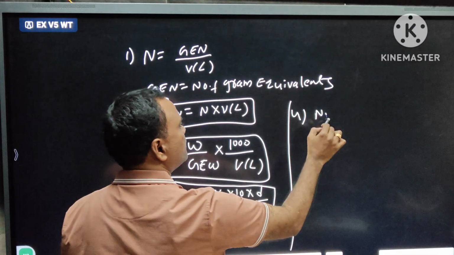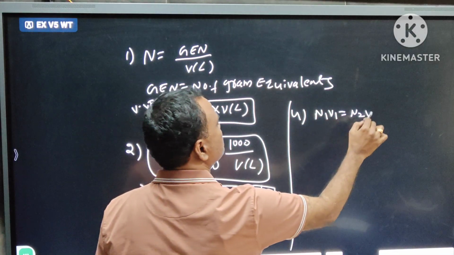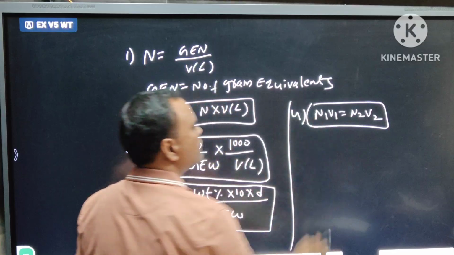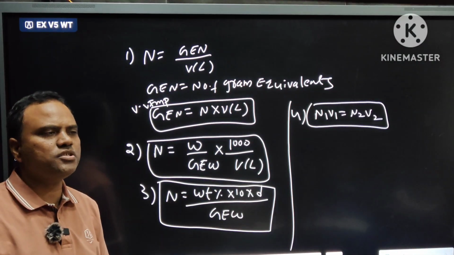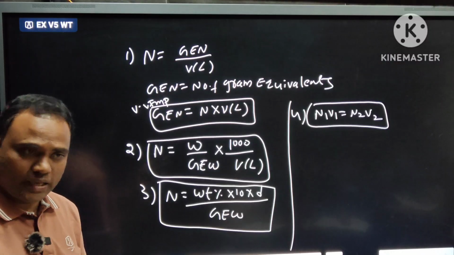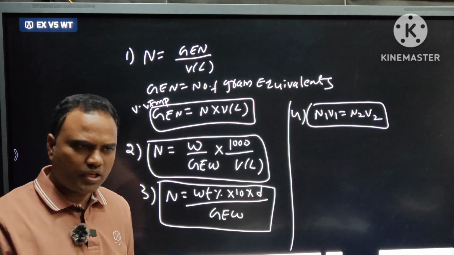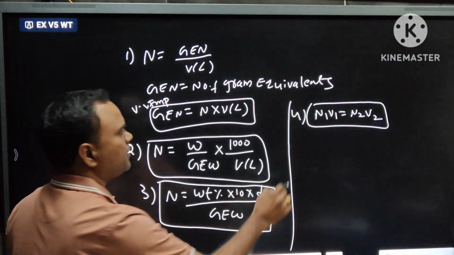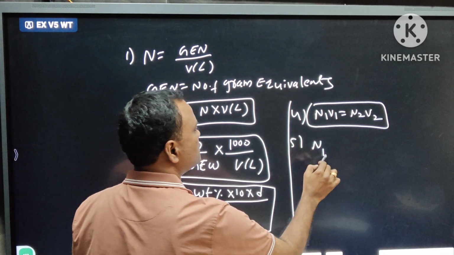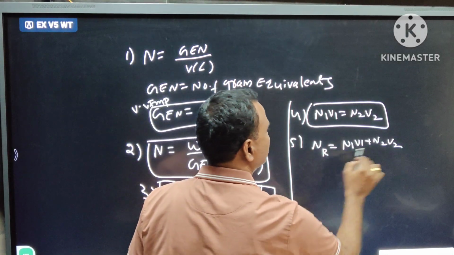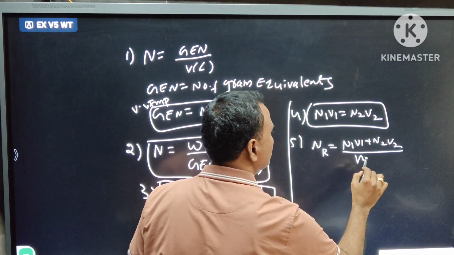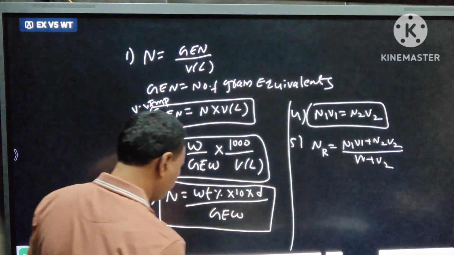Fourth one, N1V1 is equal to N2V2. When we use this N1V1 is equal to N2V2, tell me. Dilution principle, like M1V1 is equal to M2V2. Resultant normality, N resultant is equal to N1V1 plus N2V2 divided by V1 plus V2.